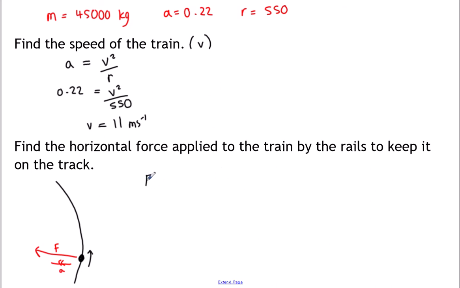So using F equals mv squared over r, because we know v from earlier on, it's 45,000 times 11 squared over 550, 9,900 newtons. So it's a massive sideways force needed to keep the train on the track and not flying off in a straight line. And that force, like I say, is between the rail and the wheels of the train. Okay, and we'll stop there for today.